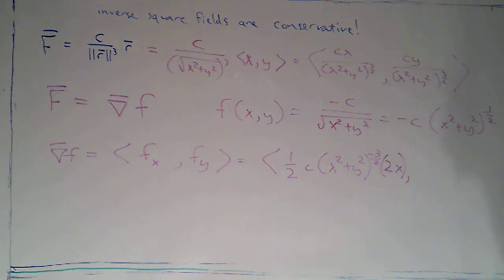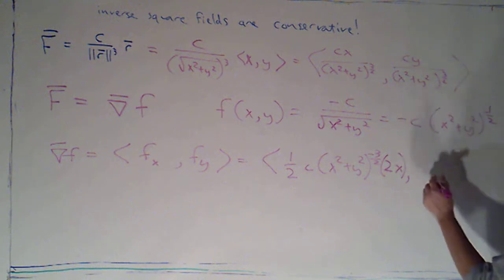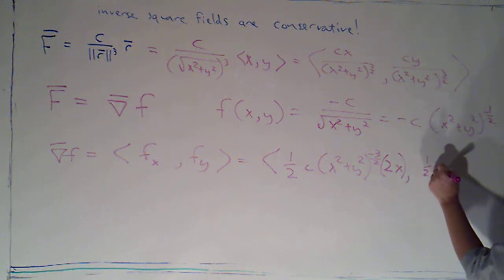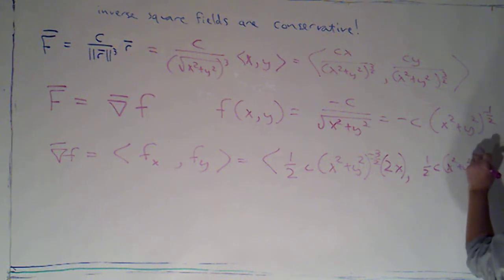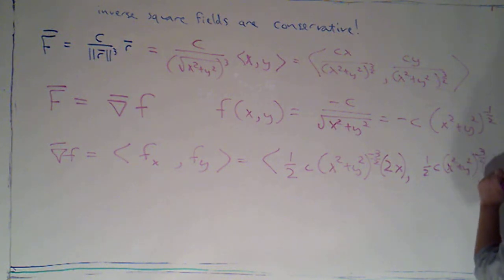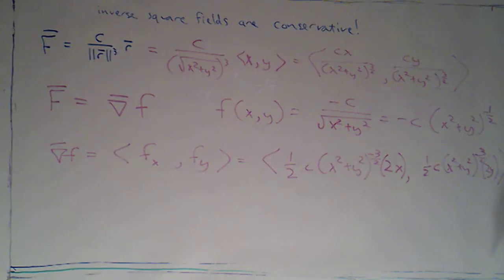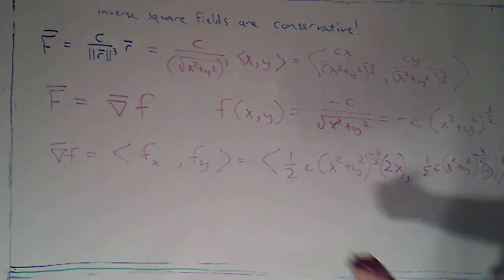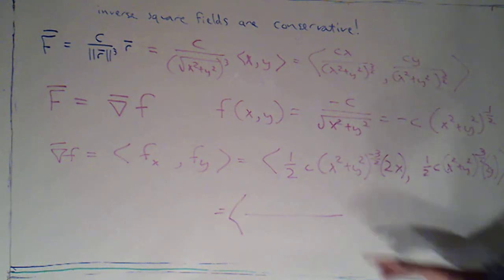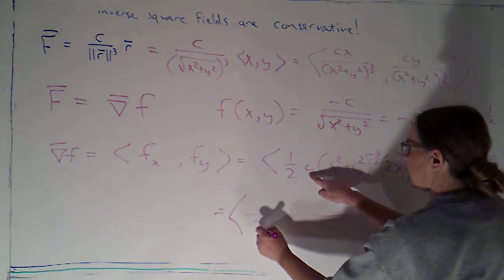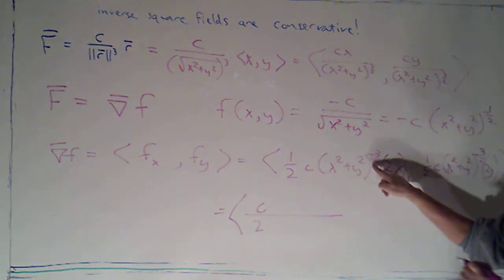Similarly, when I calculate the partial with respect to y, I bring down that negative 1/2, so I get positive 1/2 c, x squared plus y squared to the negative 3/2. Derivative of the inside part with respect to y is going to be 2y. I'm just going to rewrite this a little bit, writing each component as a fraction. So here I've got a 2 in the denominator, a c on top.